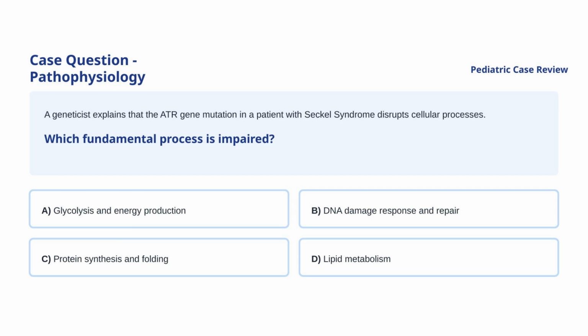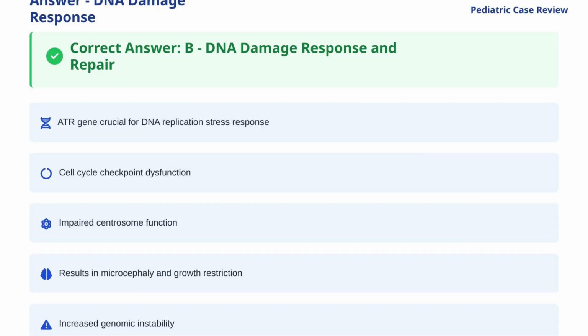Case 13. A geneticist explains that the ATR gene mutation in a patient with Seckel syndrome disrupts cellular processes. Which fundamental process is impaired? Option A, glycolysis and energy production. Option B, DNA damage response and repair. Option C, protein synthesis and folding. Option D, lipid metabolism. The correct answer is B.